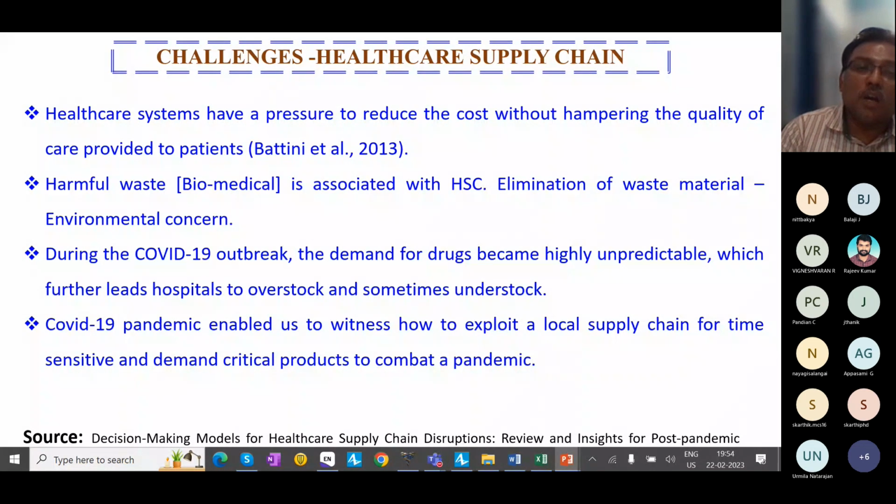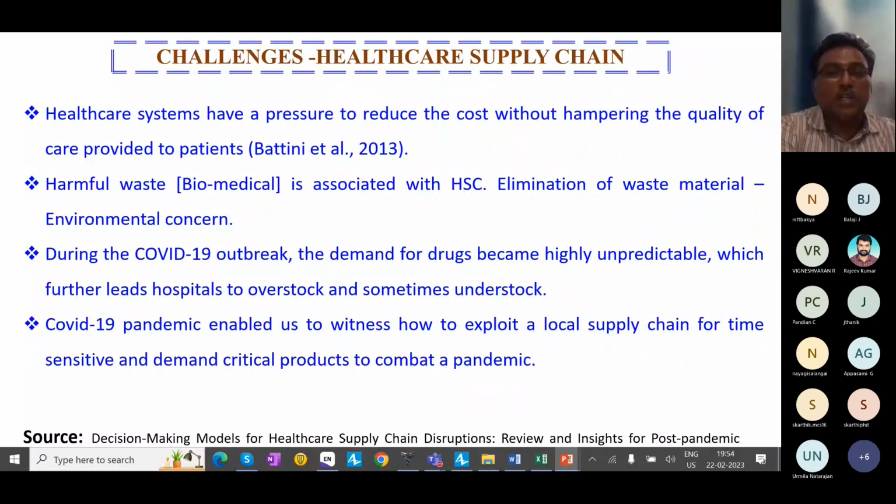Of course, you know what happened during COVID. All of a sudden, paracetamol and even hand sanitizer became very high demand items, right? At one time they were very cheap, and then we had a huge demand for them. The demand for drugs, paracetamol tablets, became highly unpredictable. And this again results in overstocking and understocking, which affects the cost.